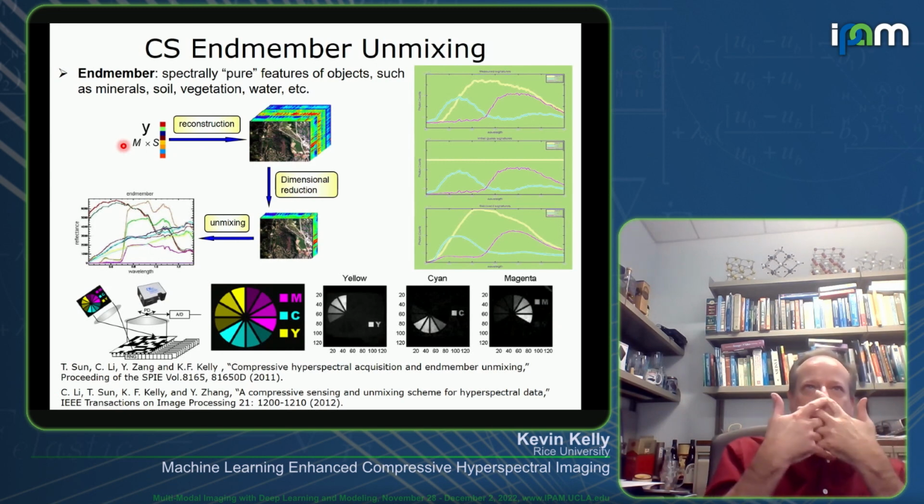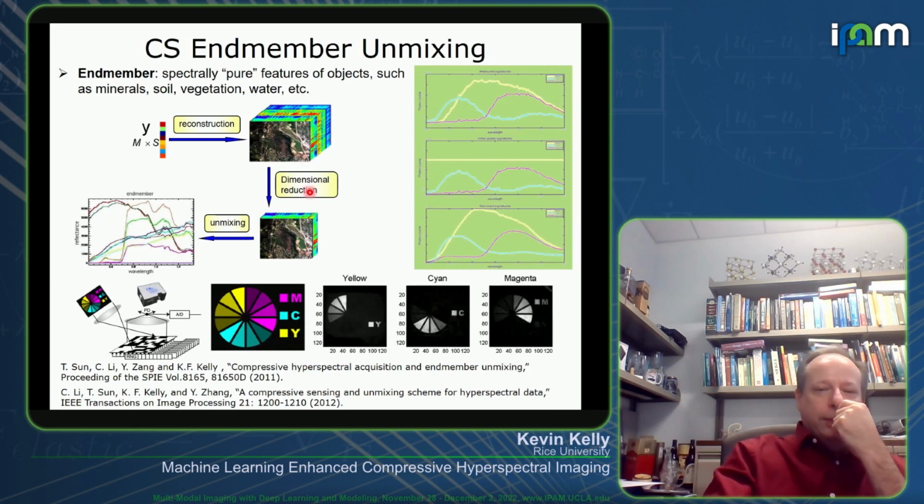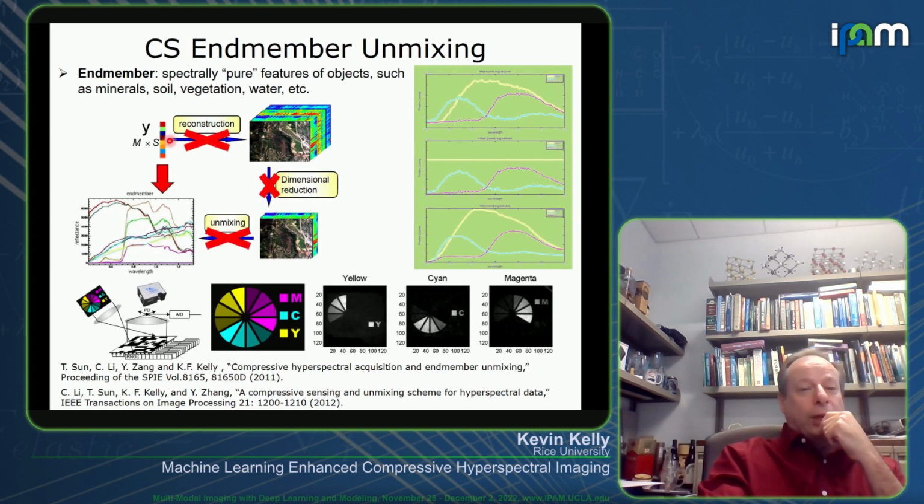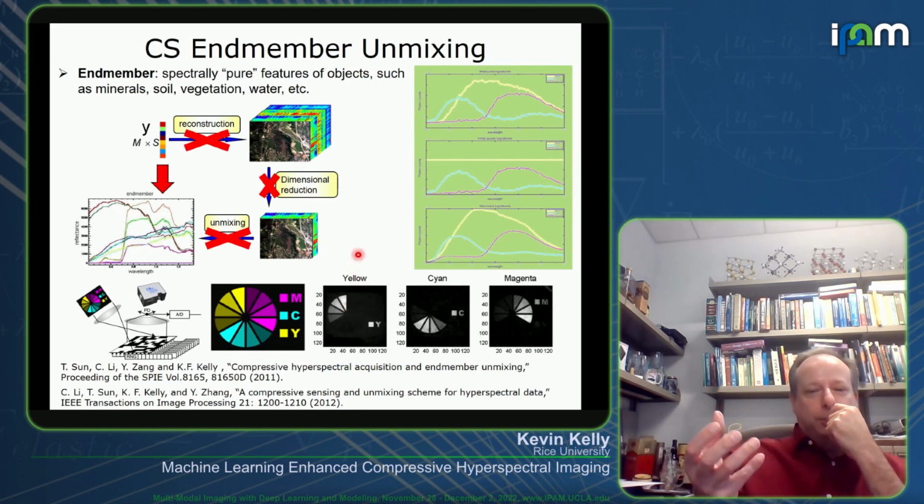Because of the universal nature of these measurements, they're broad spectrally and broad spatially, so the idea is that you can work directly on the compressive measurements. Instead of taking the compressive measurements, reconstructing a hyperspectral cube, then doing dimensional reduction and unmixing to figure out endmember contributions in an image, you can skip all those steps and go directly to endmember unmixing. You can even do blind endmember unmixing and other typical techniques directly on the compressive measurements.